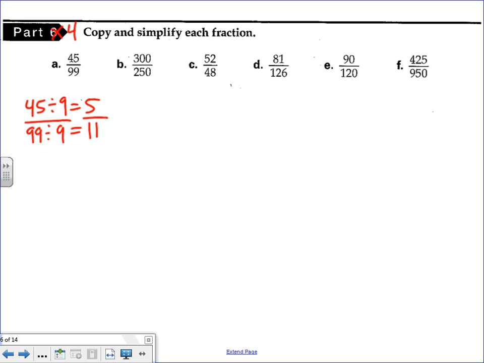So when I've used up all my rules, I know I pretty much have it simplified. So A is going to simplify to 5 over 11.